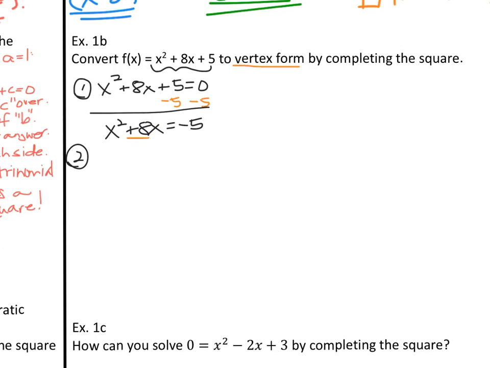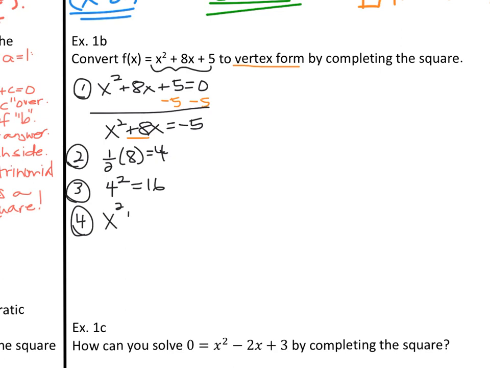So half of that b value. Half of 8 is just 4. And that's all you do in step 2. That's not bad. Step 3, square that answer. 4 squared is 16. Step 4, add 16 to both sides of the equation.